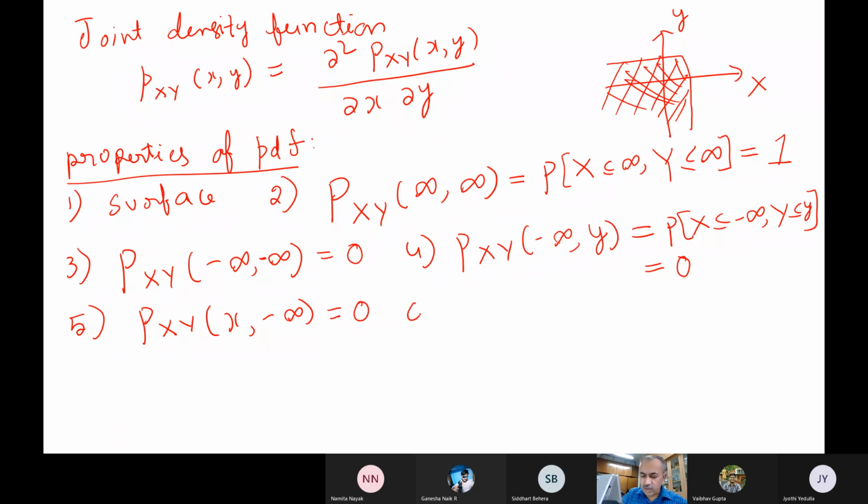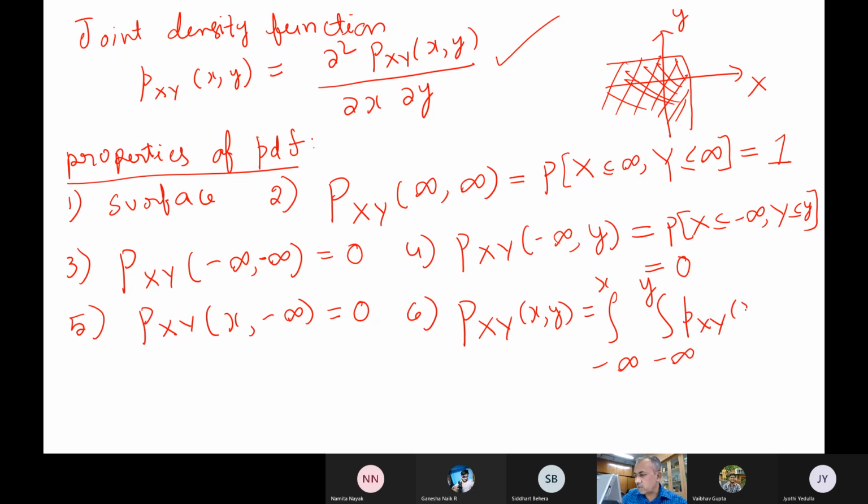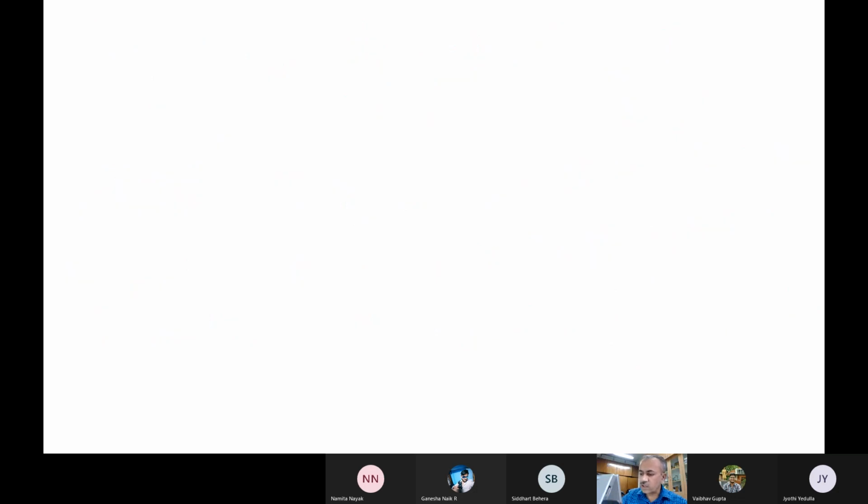Then you see Pxy, the density function, the derivative at x comma y. We have written it like this: if we have the density function, integrating from minus infinity to x and minus infinity to y, pxy of x comma y dx dy. You followed. This is the relationship, the same thing only. Now another most important thing we have seen is the marginal densities. When you integrate over one side, you get the marginal density.